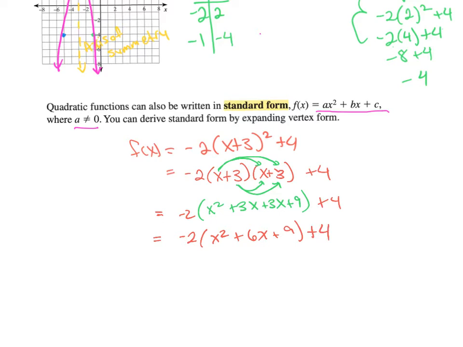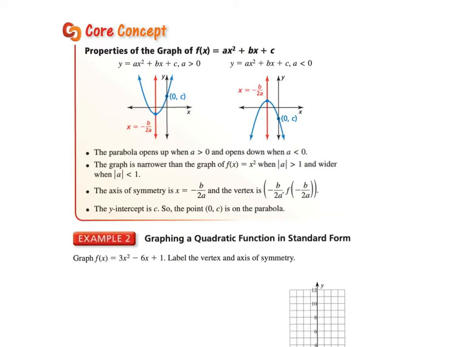Then we'll distribute the negative 2. So this is negative 2x squared minus 12x minus 18 plus 4. Combine the two constants. And you get negative 2x squared minus 12x minus 14. So we can take vertex form and turn it into standard form.